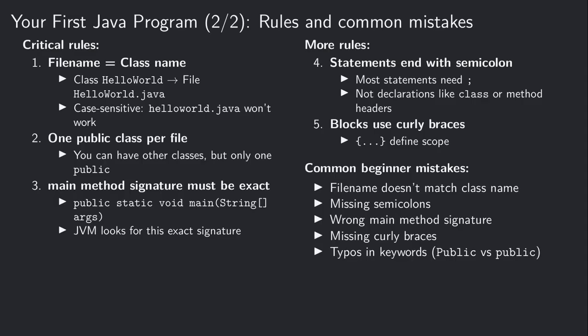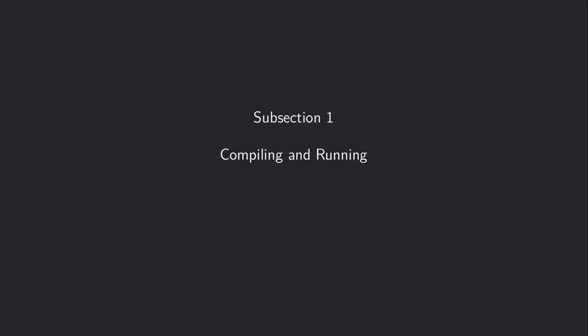The beginner mistakes list is basically reality. Mismatched file name, missing semicolons, wrong main, missing braces, and keyword typos like Public instead of public. Java keywords are case sensitive. The upside is once you internalize these rules, Java becomes very predictable, especially helpful when debugging concurrent code where predictability is your friend.